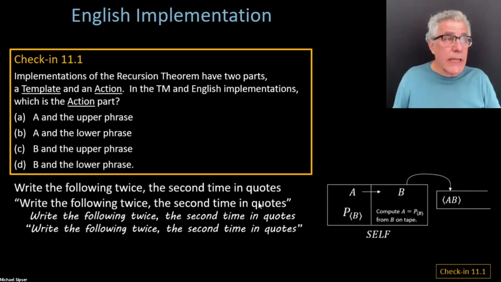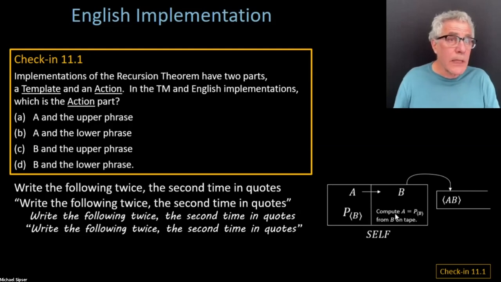I would say in the English sentence here, the action part is the first part. That's where you're actually being directed to do something. The second half of the sentence, the lower part, is just a template, just some string here. There's no action really being directed. It happens to be the same as the top, but this could have been just hello world. This could have been anything. And then the upper part acts on that. So the upper part is the action part. So it's the upper phrase that's the relevant part.